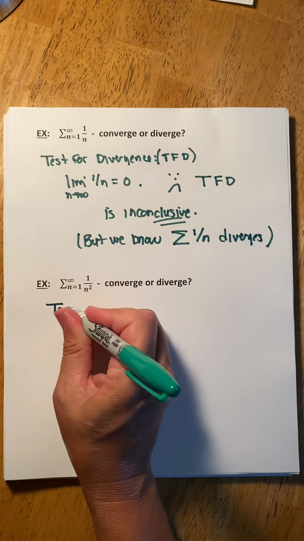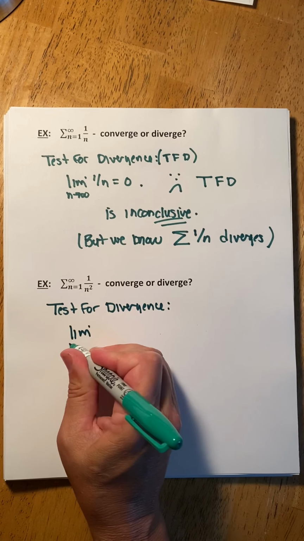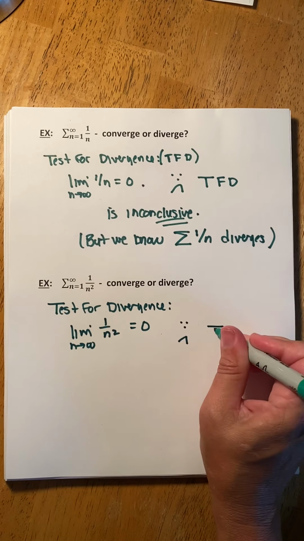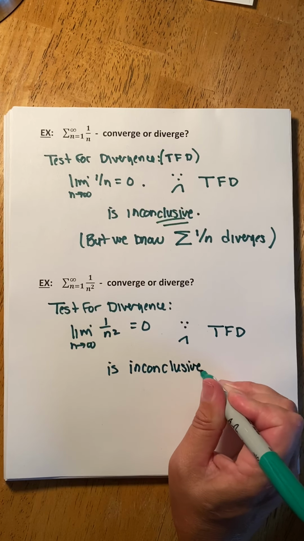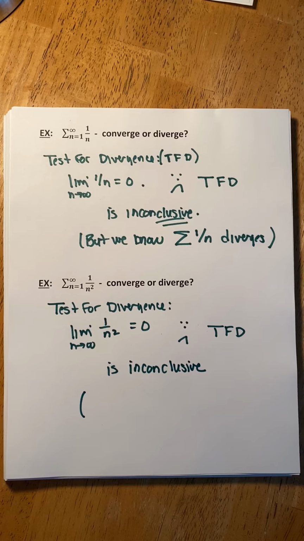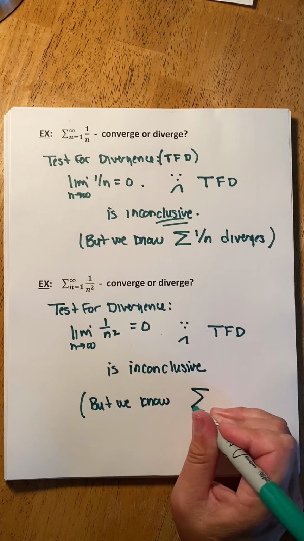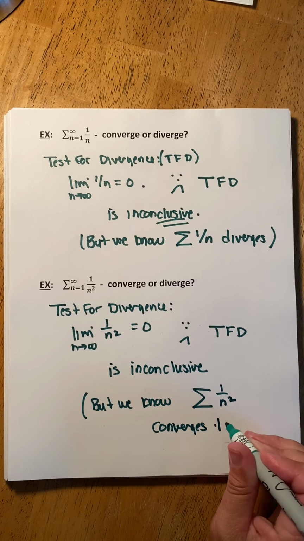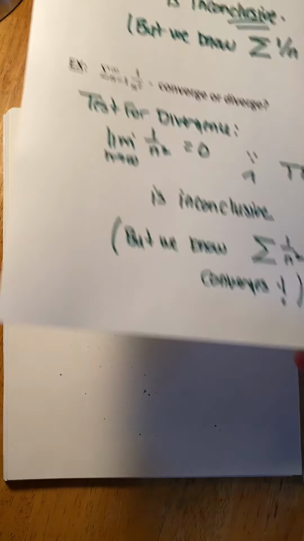All right, so let's use the test for divergence for this one. The limit as n goes to infinity of 1 over n squared is 0, so our test for divergence is also inconclusive. So we're going to need other tests, but we do know this one: 1 over n squared converges. All right, let's keep going.